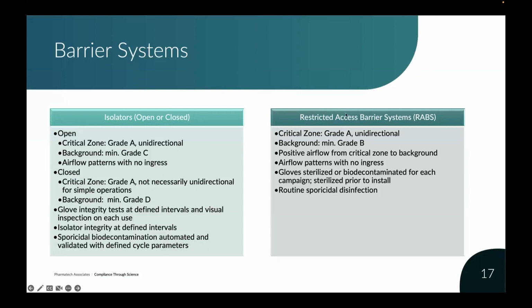Restricted access barriers, of course, are more risky. So obviously the critical zone must be grade A unidirectional, but its background, because restricted access barrier systems actually are in fact opened, particularly to do aseptic assembly and such, you still have the requirement of a minimum grade B background. You must show the positive airflow from the critical zone to the background, right? So it's an open system, so you have to show that the airflow is pushing out of the grade A area into the grade B area. You must show those smoke studies, those airflow patterns, to make sure that there's no ingress coming back in from the grade B area.